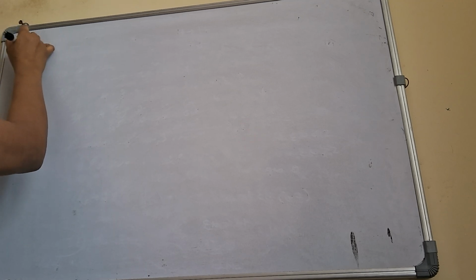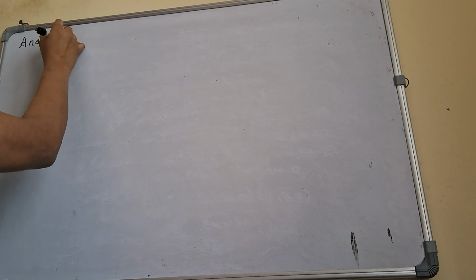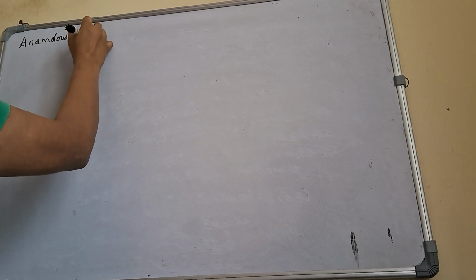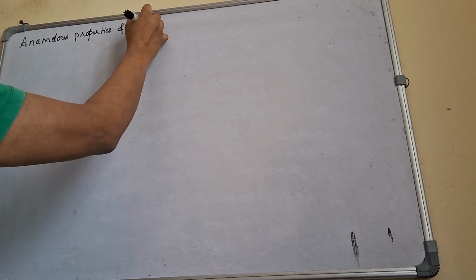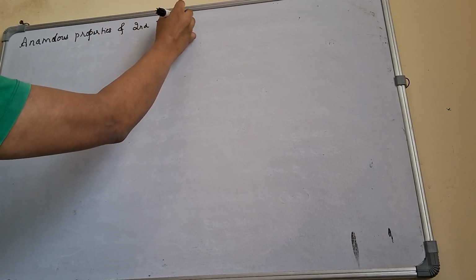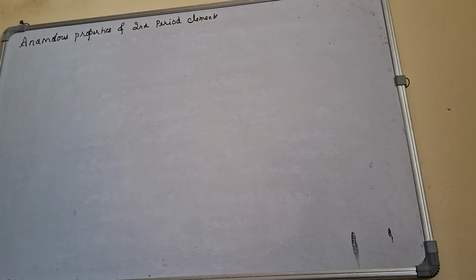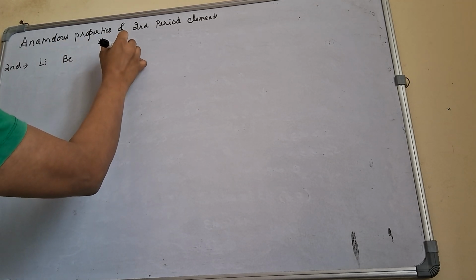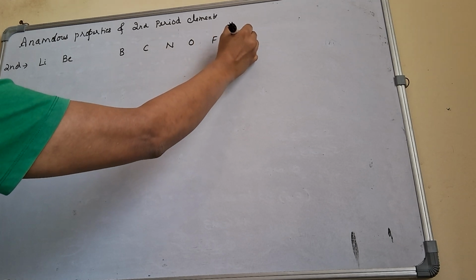This is very important. They can ask you for a 1 marker. Anomalous properties of the second period. The second period elements are a little weird. They have some exceptional properties. Now, what is the second period? I am talking about the second period. It starts with lithium. You have beryllium and then you have boron, carbon, nitrogen, oxygen, fluorine and neon.